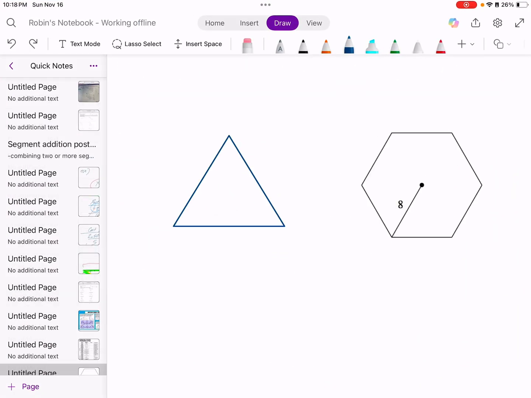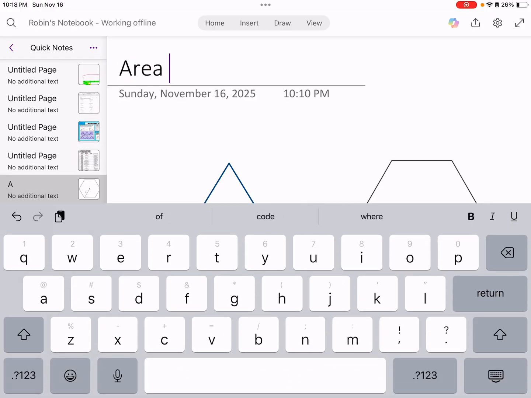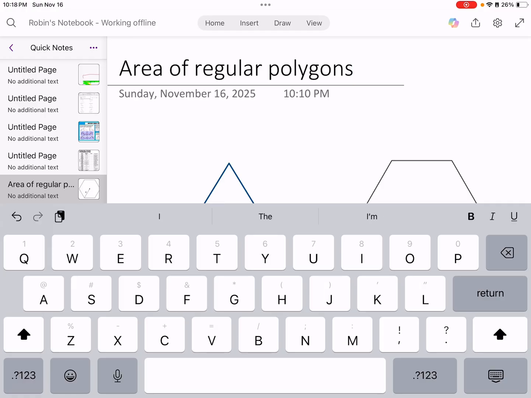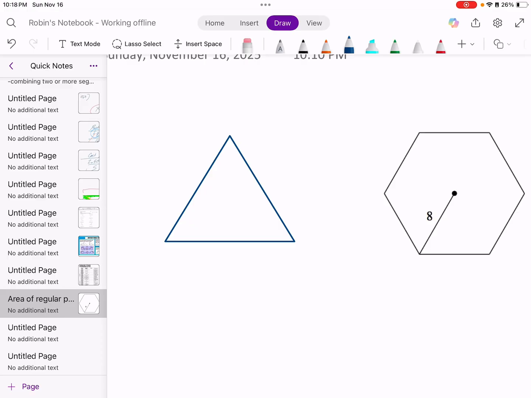For your title for your notes, go ahead and just give this the title, Area of Regular Polygons. Okay, and start off, draw yourself just a nice simple triangle, specifically equilateral. Now, it doesn't matter what the triangle is. I know that the area is 1/2 of the base times the height. Let's make sure that looks like an H.